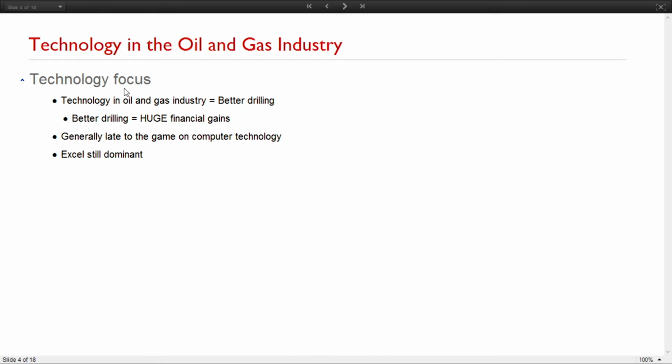So in technology in oil and gas, it really comes down to one thing, and that's better drilling. When you're talking about spending tens of millions, if not $100 million to drill a well, especially offshore, anything that you can do to make that process more efficient is gonna equate to a lot of money. So the downside of that is that we're generally late to the game as far as conventional technology, things related to computers and those types of things. And so the real thing I want to point out is that Excel is still very dominant. Everyone uses Excel. If you get something from clients, it's Excel, and if you send something, it's Excel.